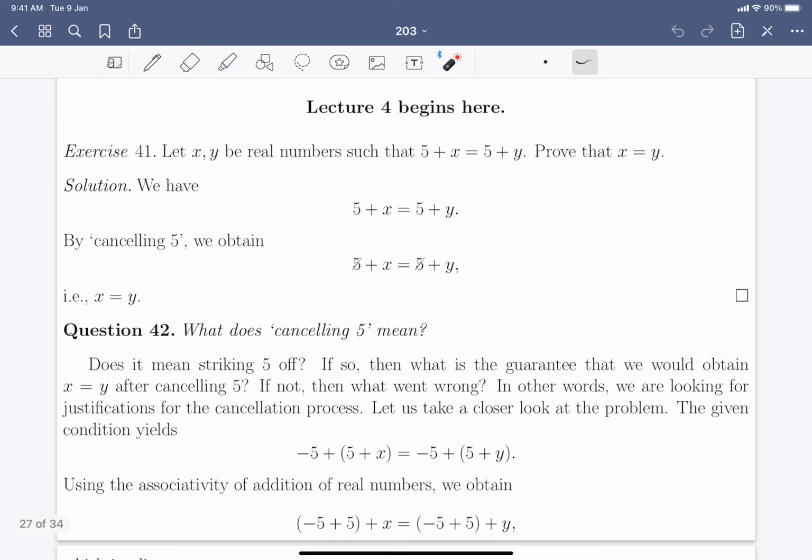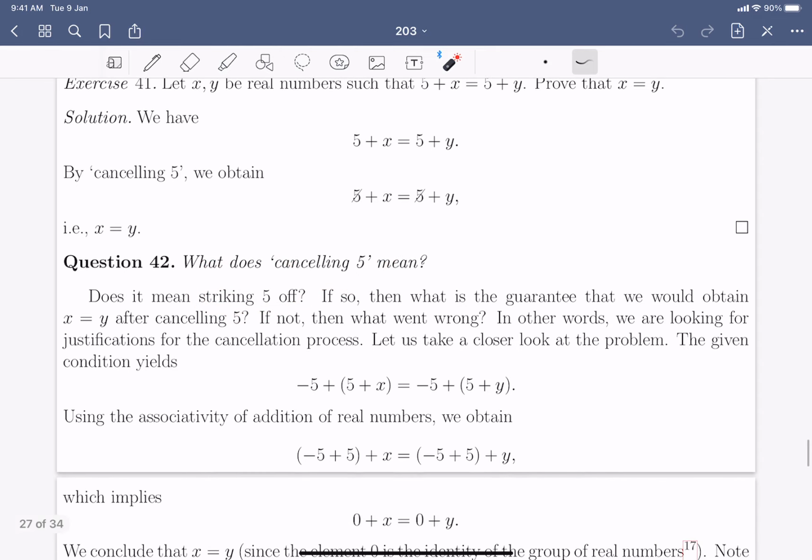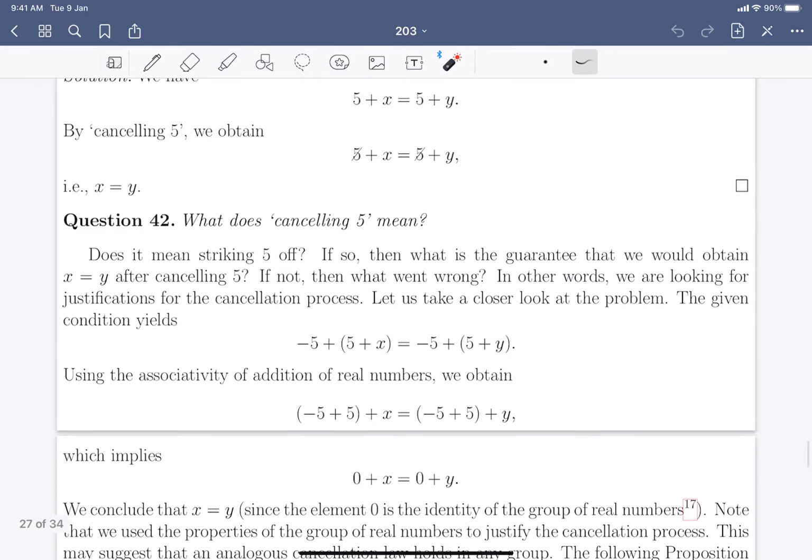So what do you mean by cancelling? Cancelling could mean actually striking off. You're just striking 5 off from both sides. That's what you're doing. But what is the justification for such a striking off to be valid? You can just remove 5 from both sides, but what is the guarantee that what we will be left with, namely x and y, have to be equal?